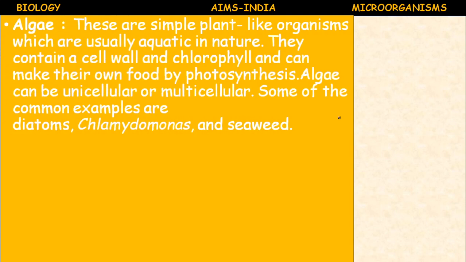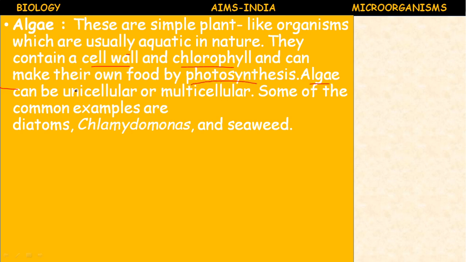Next, algae. So far we have studied bacteria and fungi, now algae. These are simple plant-like organisms which are usually aquatic in nature. They contain a cell wall, just like plants. Plant cells contain a cell wall, and in a similar manner algae also possess a cell wall. Algae also possess a green pigment, chlorophyll, and can make their own food by photosynthesis just like plants.